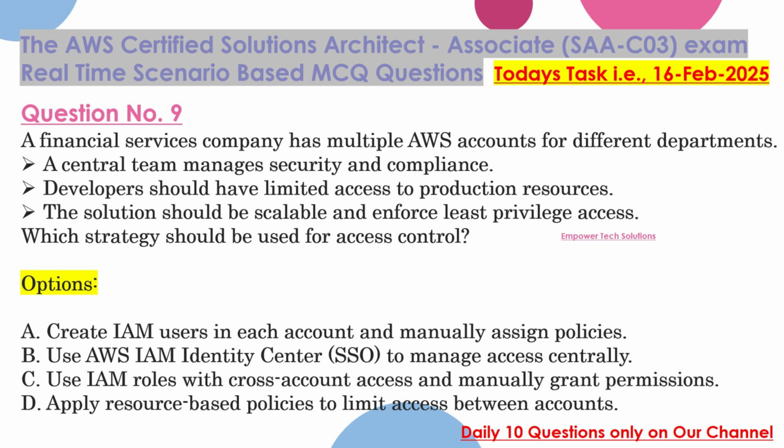Options: A. Create IAM users in each account and manually assign policies. B. Use AWS IAM Identity Center, SSO, to manage access centrally. C. Use IAM roles with cross-account access and manually grant permissions. D. Apply resource-based policies to limit access between accounts.